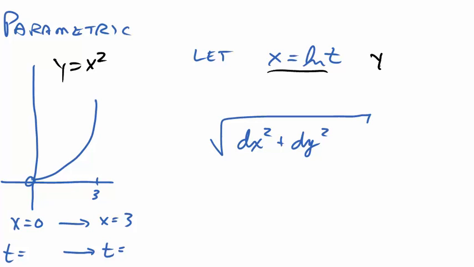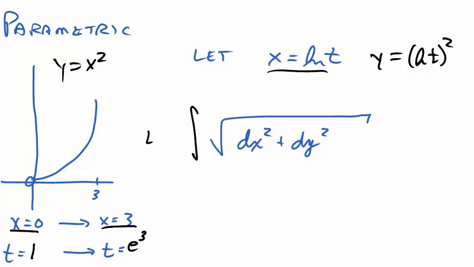All right. That means y, which is equal to x squared, is natural log of t, squared. And if x used to go from 0 to 3, if x is 0, when is natural log equal to 0? Well, that happens at t equals 1. When is x equal to 3? Well, that happens at t equals e cubed. So then I could actually do my arc length running from t equals 1 to e cubed.